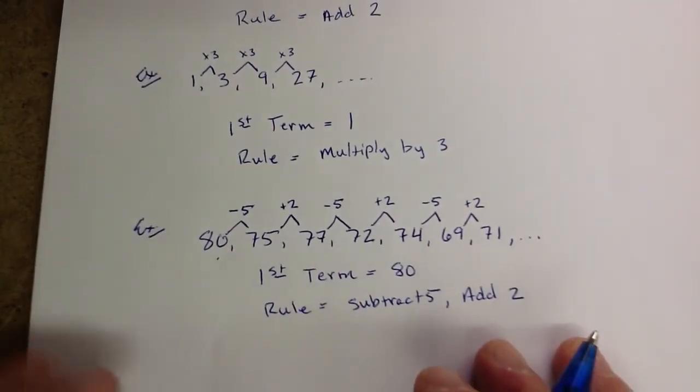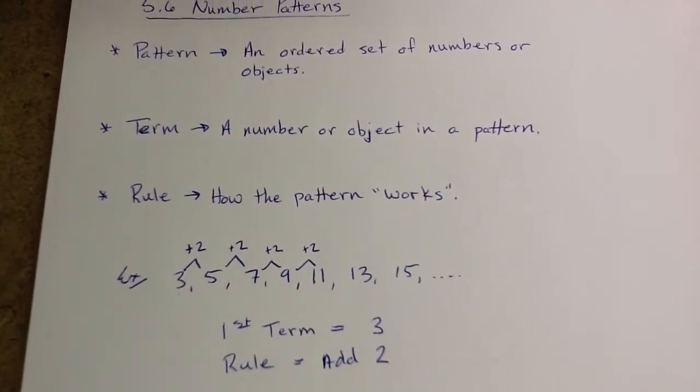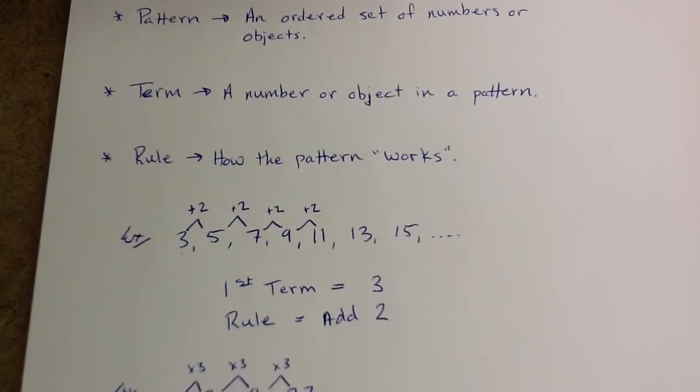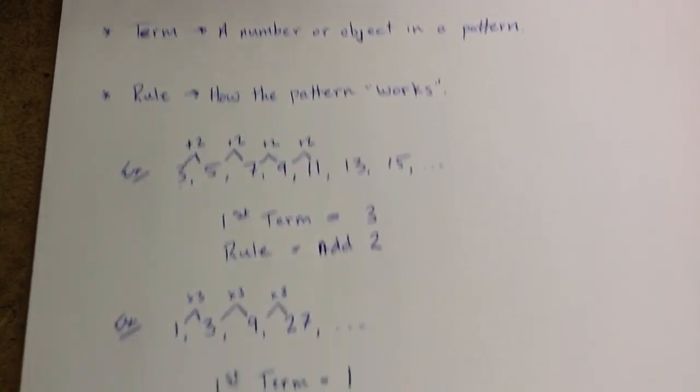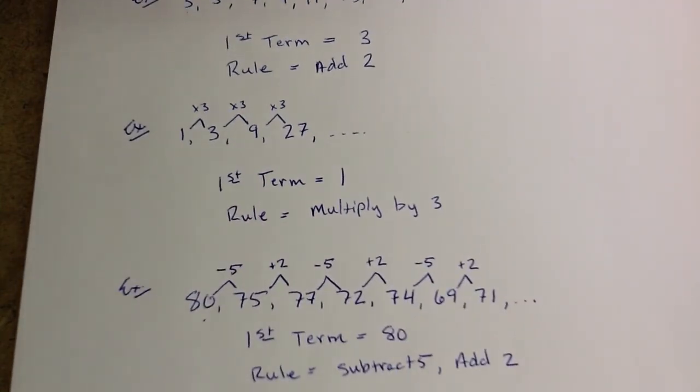Alright, so we've looked at what is a pattern, an ordered set of numbers or objects. We've defined a term, it's the number or object in the pattern, and the rule, how the pattern works. Hopefully this video has helped you understand a little bit more about number patterns.